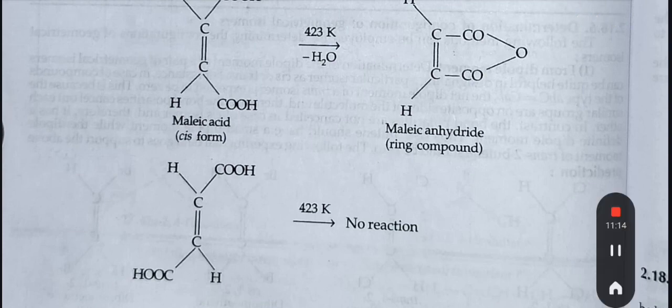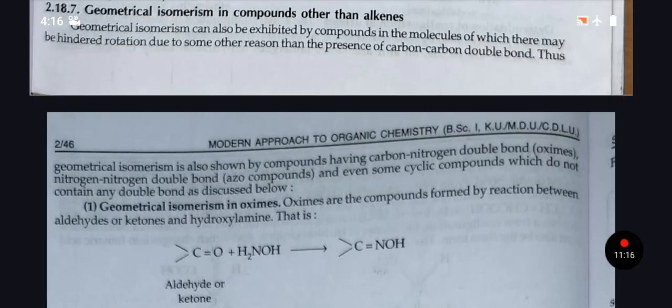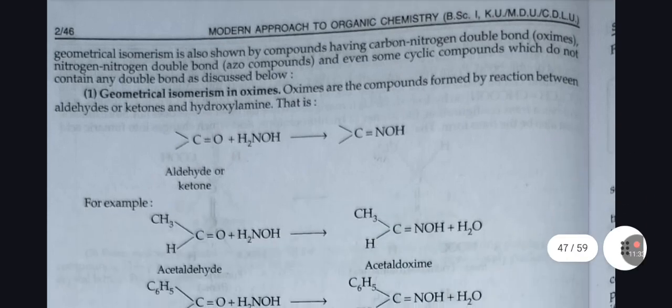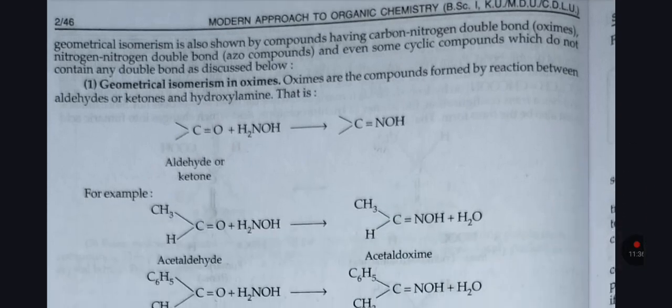Geometrical isomerism in compounds other than alkenes. Geometrical isomerism can also be exhibited by compounds in the molecules of which there may be hindered rotation due to some reason other than the presence of carbon-carbon double bonds. Thus, geometrical isomerism is also shown by compounds having a carbon-nitrogen double bond, oximes, a nitrogen-nitrogen double bond, azo compounds, and even some cyclic compounds which do not contain any double bond, as discussed below.